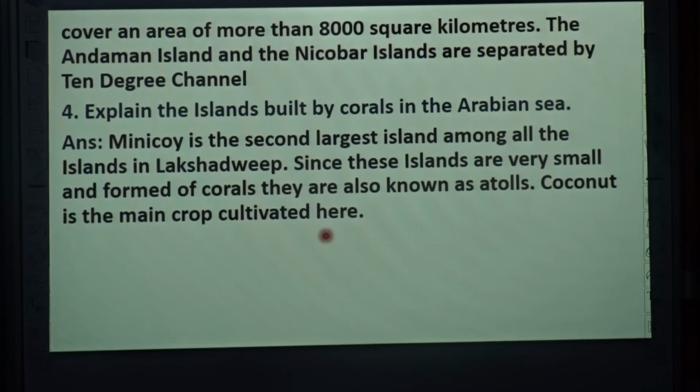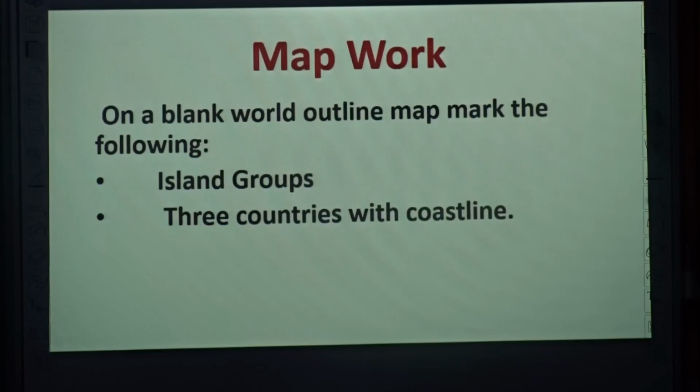That's all about your question and answers, children. Now we are moving to the map work. On a blank world outline map, mark the following. First one is island groups and 3 countries with coastline.